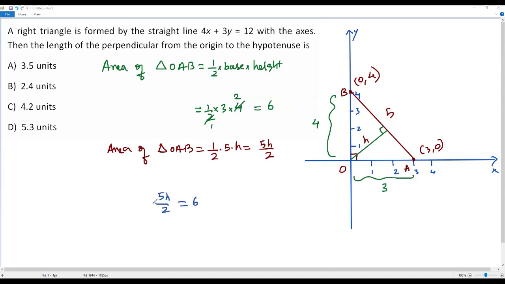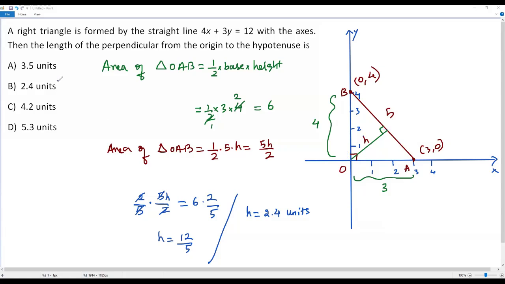Now we have to solve for h. So for that we have to multiply both sides of this equation by the reciprocal of this fraction 5 over 2, that is 2 over 5. Okay, let me multiply both sides by 2 over 5. So when I do so, this 2 will cancel out and 5 will cancel out. Then I'm getting h equals 12 over 5. So when I divide 12 by 5, I am getting h equal to 2.4 units. That is the length of the perpendicular line drawn from the origin to the hypotenuse of this right triangle, which is 2.4 units.